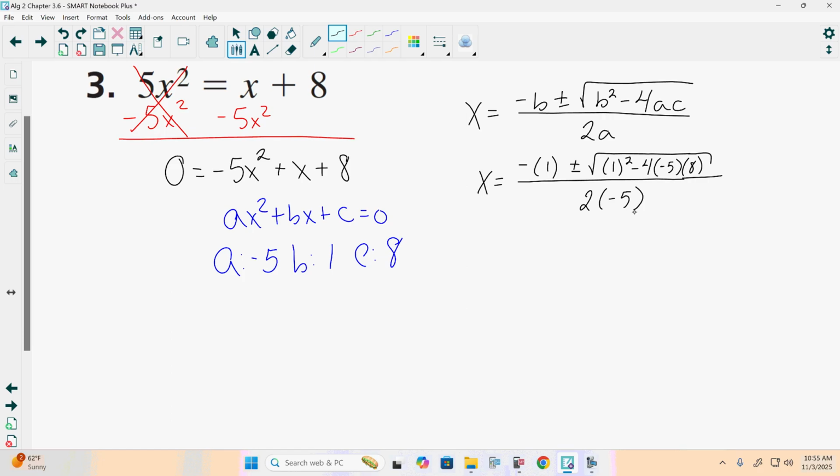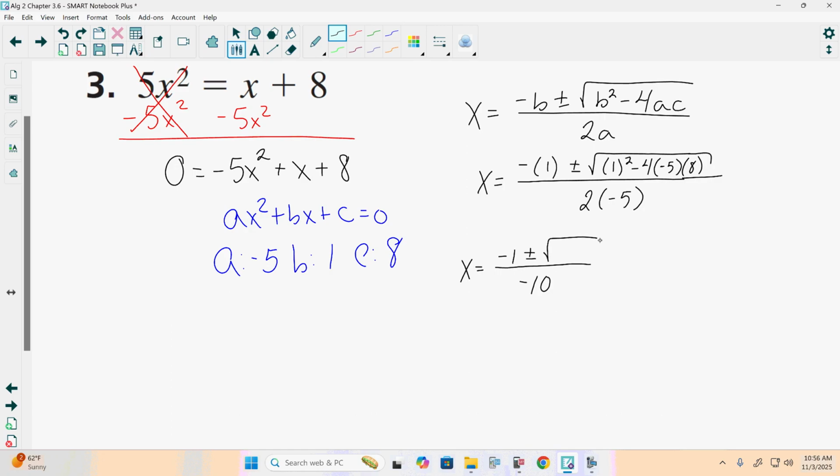So we plug negative 5 in for A in its 2 spots. We plug positive 1 in for B in its 2 spots. And we plug in the fact that C is 8 in its 1 spot. Now the first thing we're going to simplify is our negative 1, which is, well, just negative 1. We don't have a sign change. It's just going to be negative 1. On bottom, we have 2 times negative 5, which would be negative 10.